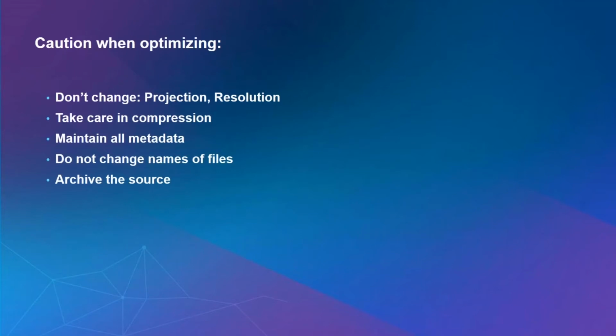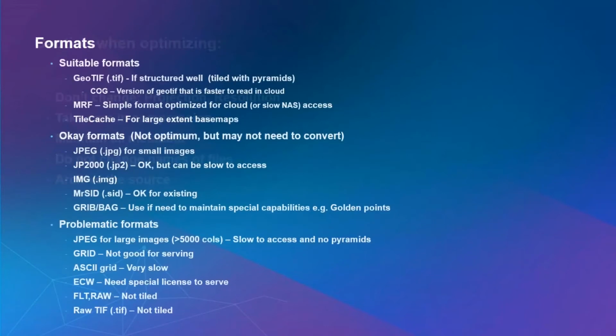One is the projection. Don't change the projection or the resolution of the data. That will typically reduce the quality of the data. It's okay, ArcGIS will handle data in lots of different projections and different resolutions. It's not necessary to reproject when you work on it. Take care in compression. Maintain all the metadata. Don't lose the metadata, and typically don't change the names of any files. What you'll see is that a lot of systems are already linked to those files, or metadata is actually stored as part of those files, so don't change the file names. And then if you are going to optimize the data, make sure you back up the source, obviously.